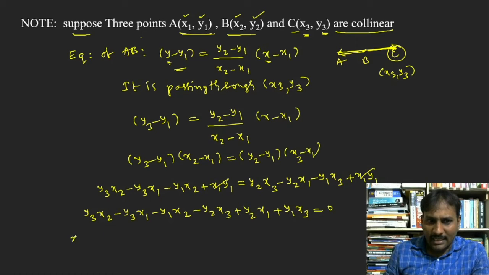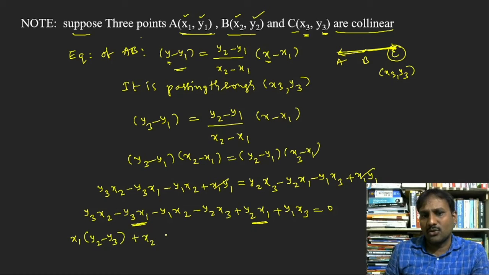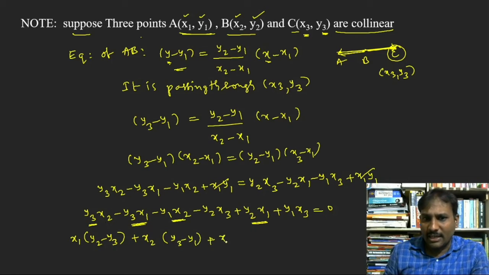Now let us take x1 common. Where is x1 here? Minus y3, and here you have y2. So can I write it as y2 minus y3? Now let us take x2 common. So what do you have here? y3, and here it is minus y1. So y3 minus y1. Plus, now you take x3 common. What do you have here? Minus y2 plus y1. So can I write it as y1 minus y2, equal to 0?